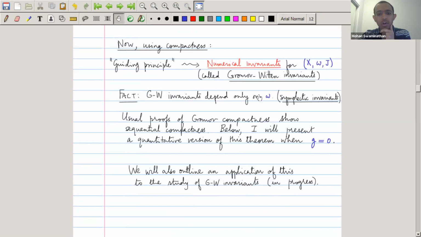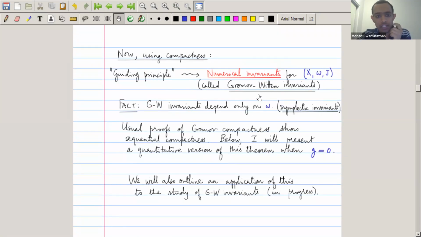Okay, so using this compactness, we can actually... Mohan, sorry to again interrupt, but when you're looking at it, your target is now just a symplectic manifold. What will be the topology of spaces that you're looking at? I mean, what does it mean for a sequence of almost holomorphic curves to converge to another almost holomorphic curve?